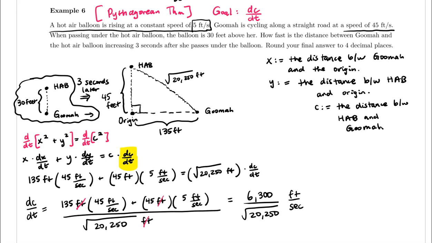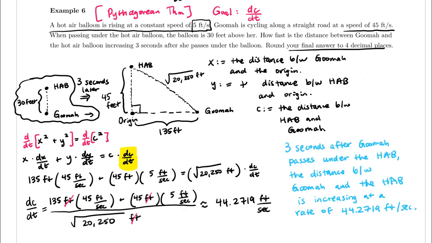It does ask us to round our final answer to 4 decimal places. So this is approximately equal to 44.2719 feet per second. Let's write an interpretation of what our calculation means. So we have 3 seconds after Guma passes under the hot air balloon, the distance between Guma and the hot air balloon is increasing at a rate of 44.2719 feet per second. And that's it for example 6.